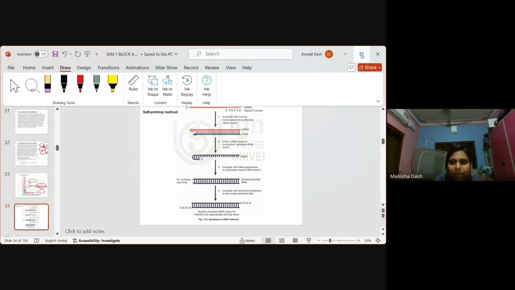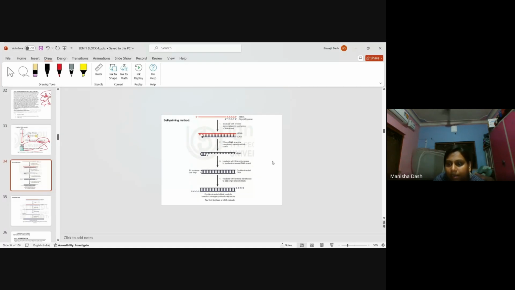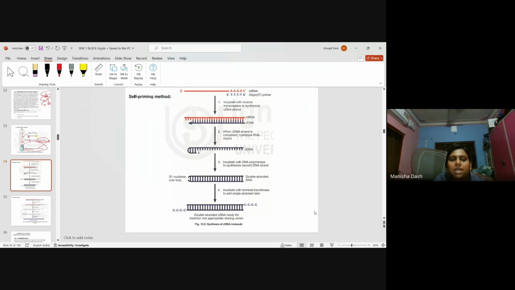So there are various ways by which you can prepare the cDNA. One method is called the self-priming method. So what is done in the self-priming method? This is the mRNA, and an oligo dT primer is used because mRNA will have multiple A's at the 3' end. So complementary to that, you are using an oligo dT primer. The T's will go and pair against the A's.